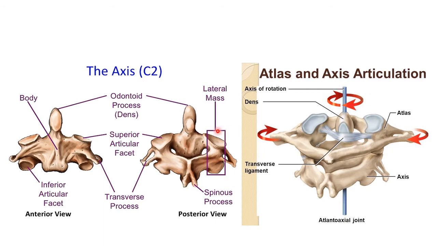When we look at joints, this odontoid process anteriorly articulates with the arch of the atlas, and posteriorly it articulates with the transverse ligament of the atlas. Anteriorly, anterior arch of the atlas, posteriorly transverse ligament of the atlas. So this dens is articulating.